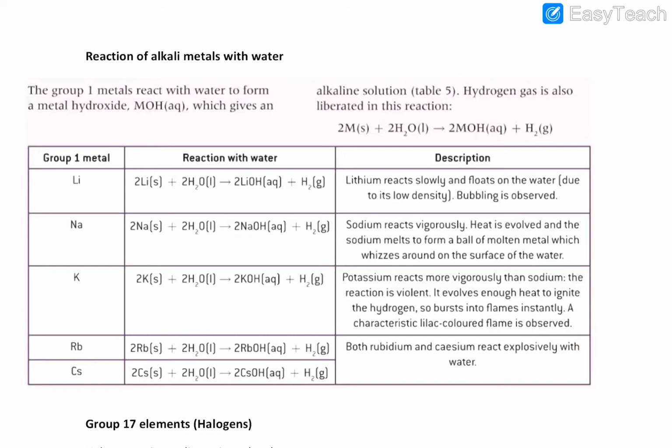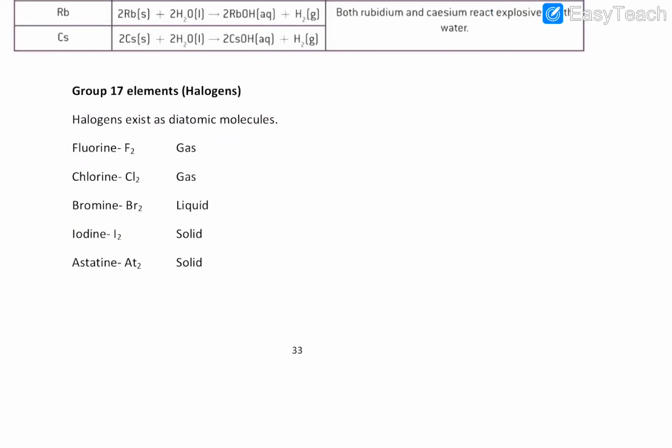So it becomes more reactive because the size of the atom is increasing. So it becomes easier for the atom to lose the valence electron, which means that it's going to become more reactive. So it's going to react with water to form the hydroxide and hydrogen gas.